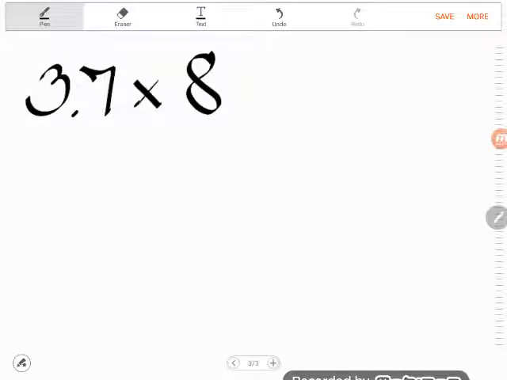So let's talk about today's problem of the day, 3.7 or 3 7/10 times 8. Couple things I want to say about this problem. First of all, what most students automatically do, they just go into autopilot, is they try to attack this problem like they would for addition or subtraction by lining up the decimals.